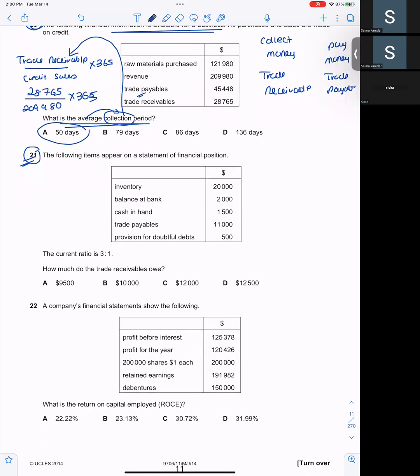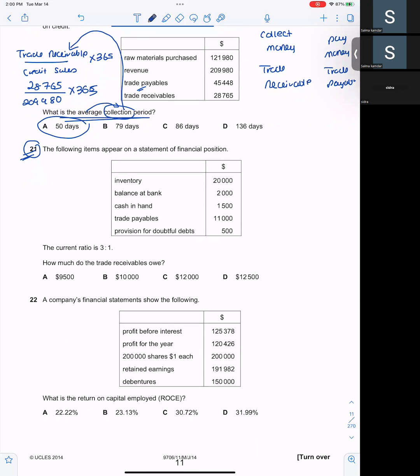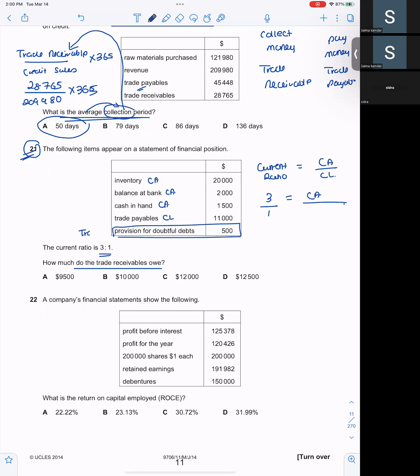The following items appear on a statement of financial position. Current ratio is 3:1. So how much do the trade receivables owe? The current ratio is given, so we'll use the formula, CA upon CL. Mark the CA and CL: balance CA, cash in hand CA, TP CL, and PDD CA. PDD you subtract from trade receivables.